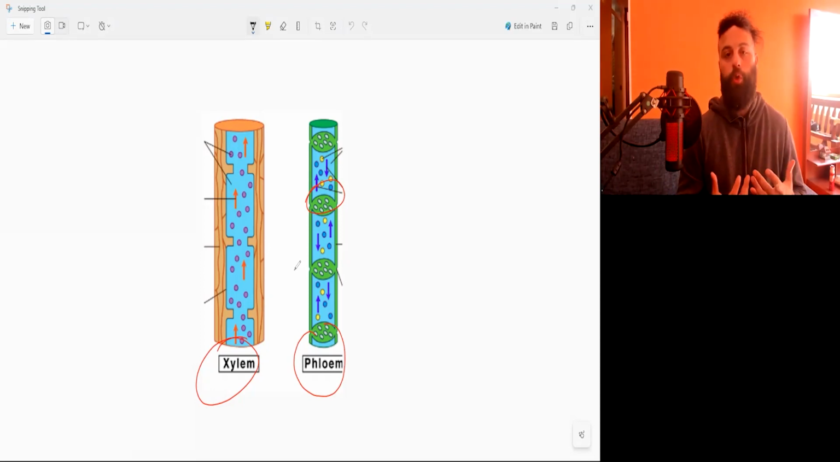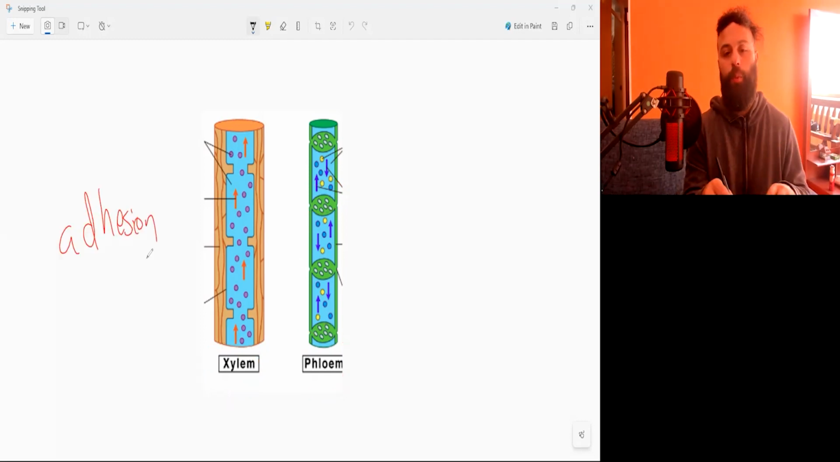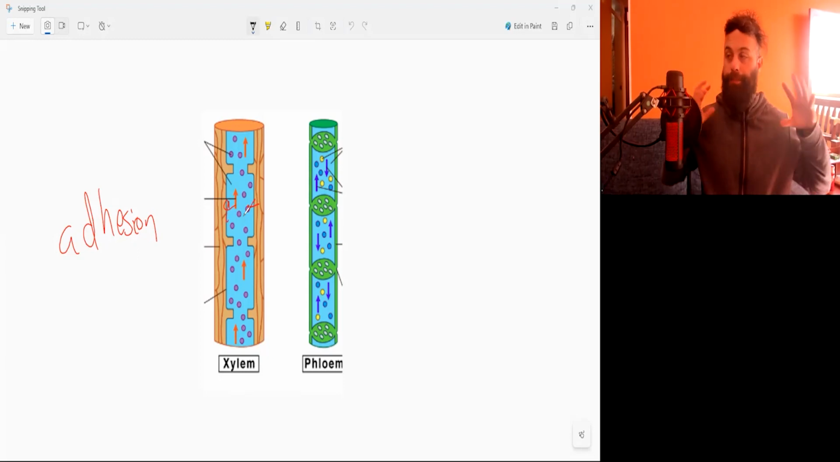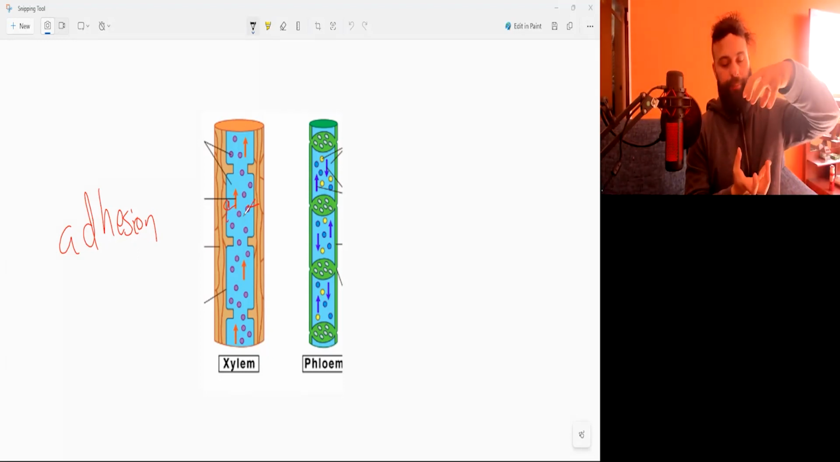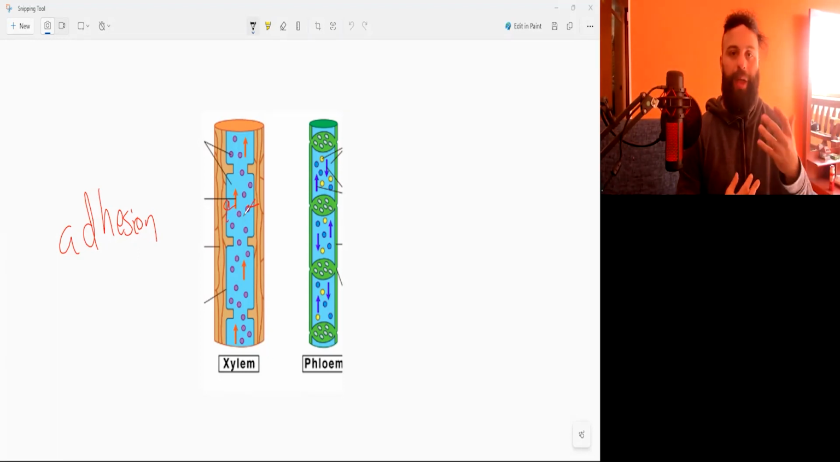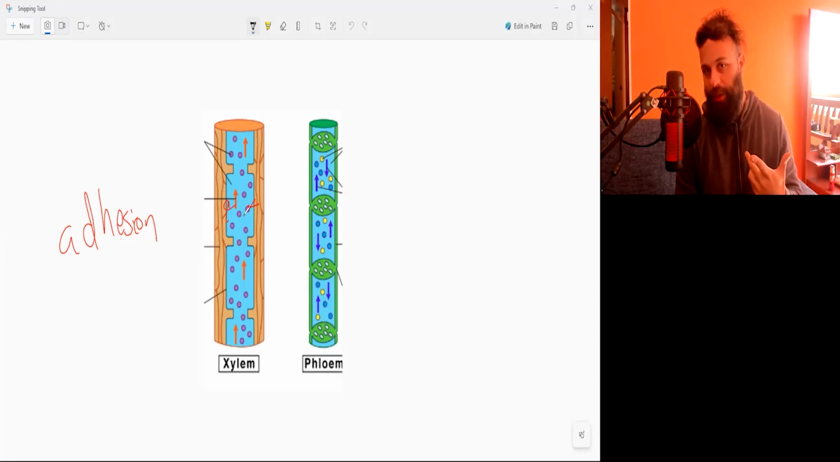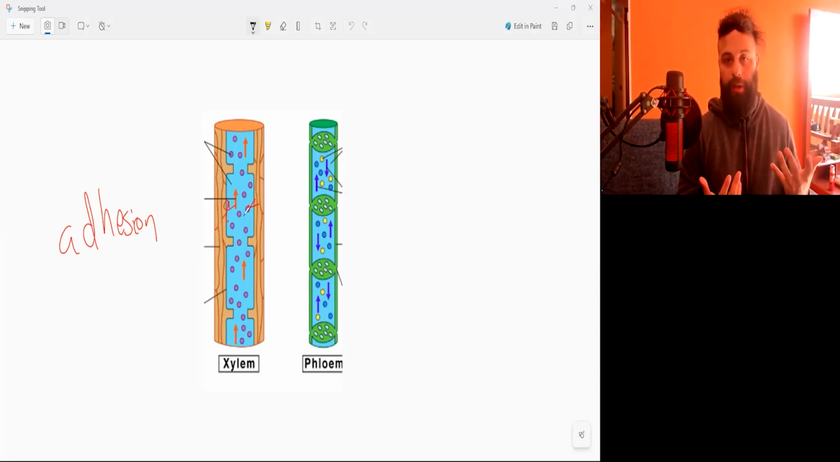Now, water does also have adhesion properties. Adhesion just means the water hangs on to the sides of the xylem. Cohesion means the water joining up together. So it has adhesion and cohesion. Now, the xylem is going to go to different parts of the plant, the leaves, which has veins inside it. So inside the veins of the leaf, there are going to be xylems.